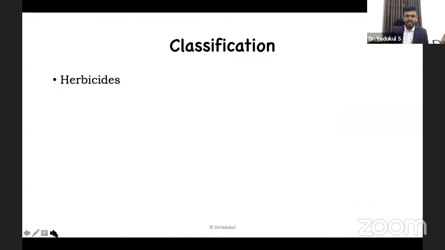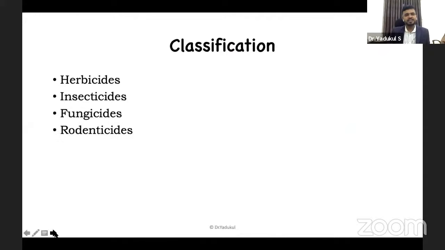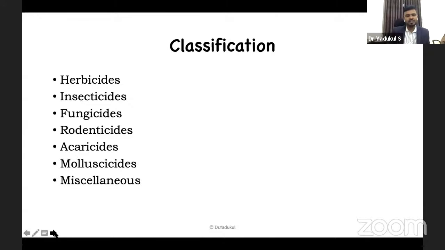Coming to the classification, there are agrochemical poisons such as herbicides, insecticides, fungicides, rodenticides, acaricides, molluscicides, and other miscellaneous poisons. Among all these, two are very important for us. One is insecticides, which we are going to discuss today: organophosphorus, organochlorine, and carbamates. The next is the rodenticides, which are the phosphide group of poisons, commonly used as rat poison, use of which has increased comparatively, especially in the metro regions. However, organophosphorus still leads the chart in poisoning in rural India.